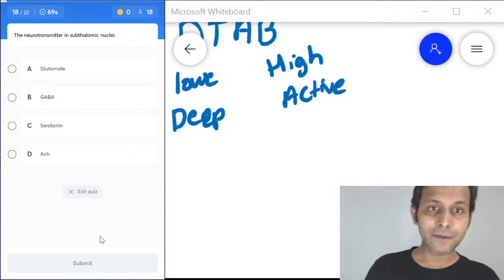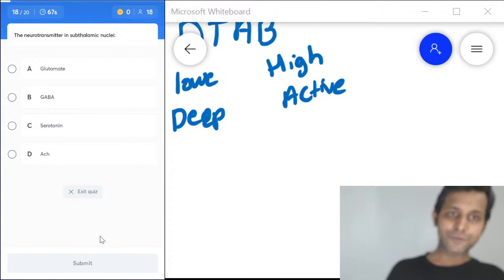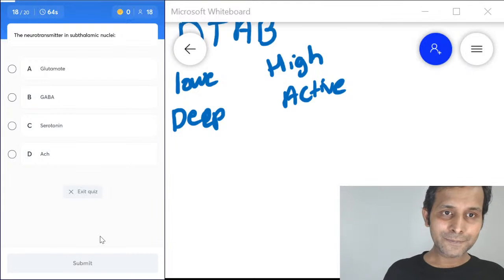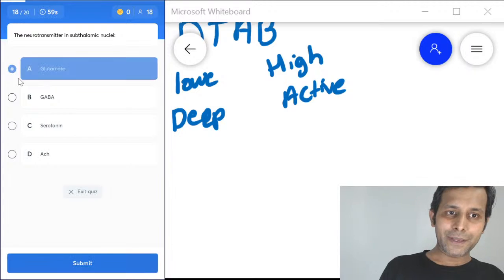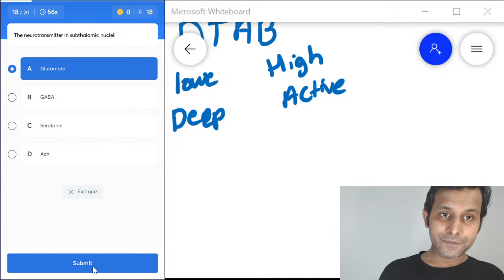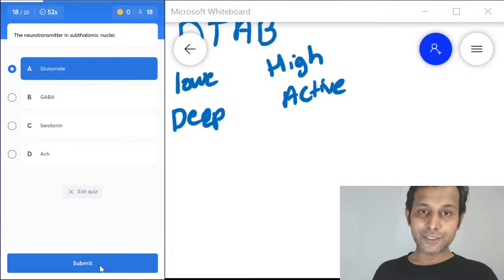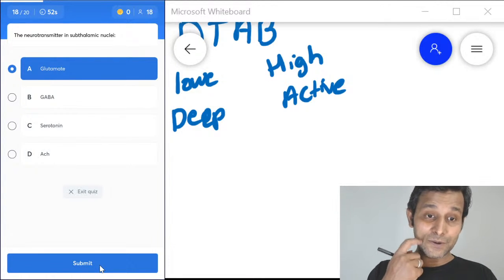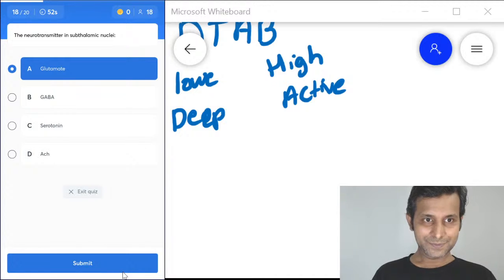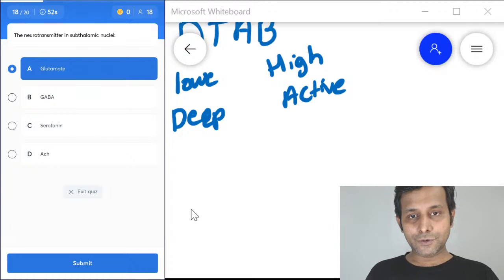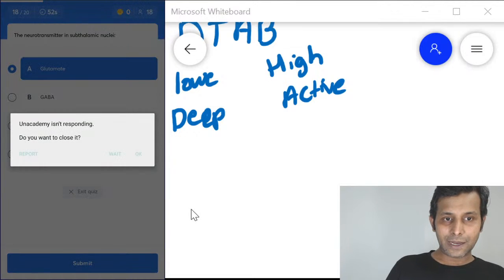The neurotransmitter in subthalamic nuclei, the answer which we have just discussed in the previous one. Not very difficult. Glutamate. The neurotransmitter in subthalamic nuclei is glutamate. It's very simple. We have two important neurotransmitters. One is GABA.